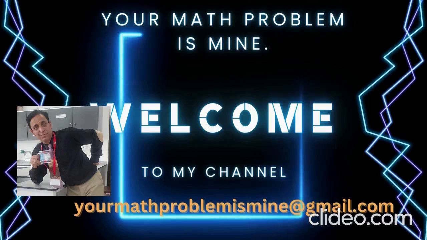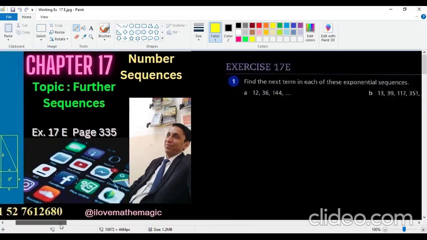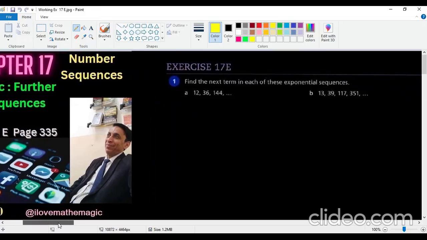Hello everyone. This is exercise 17E, rather long awaited 17E, that you can find on page 335 in the book that you can see on the screen. Now I'm going straight to question number 1. This is further sequences, and this is the extended part of the topic, chapter 17.